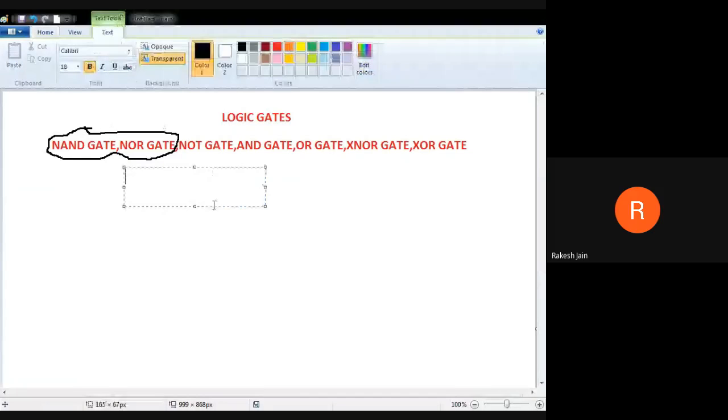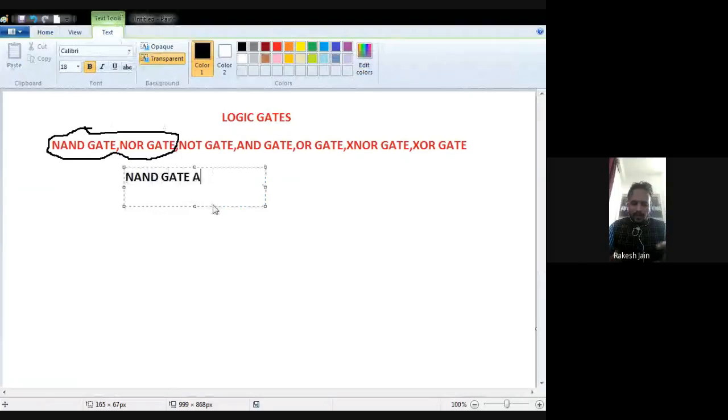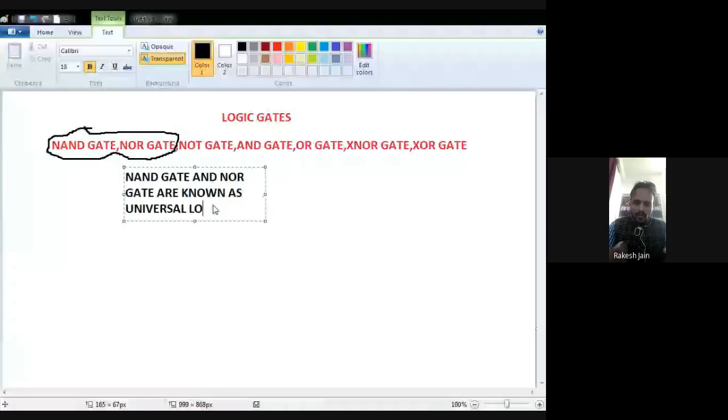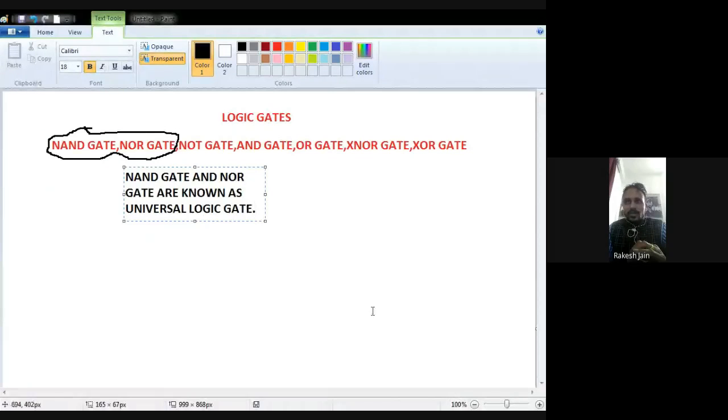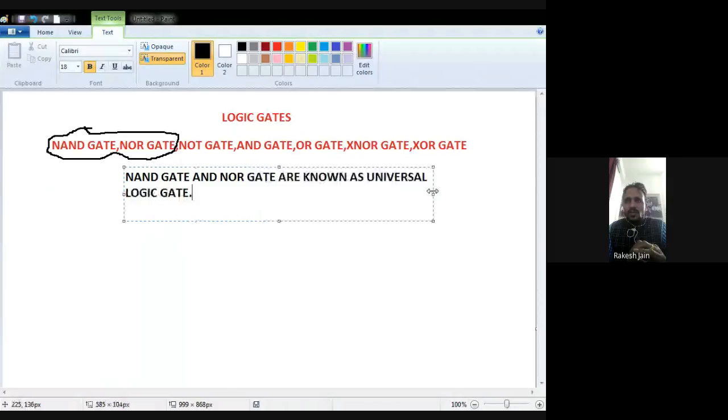NOT gate, OR gate, AND gate, NAND gate, NOR gate, XOR gate and XNOR gate. These are different kinds of logic gates. Actually, these are different ICs. These all are different ICs of 16 bits, right? When you go to the market, you purchase ICs for those logic gates. So what are the IC numbers of those logic gates?